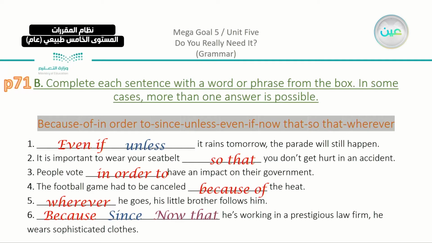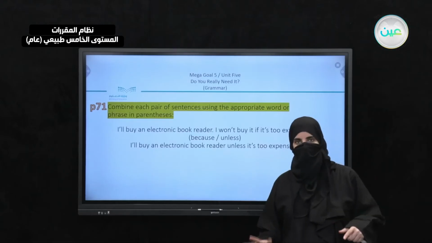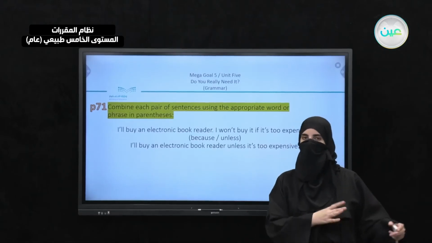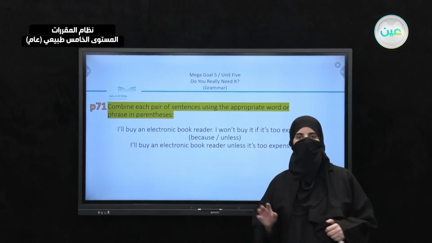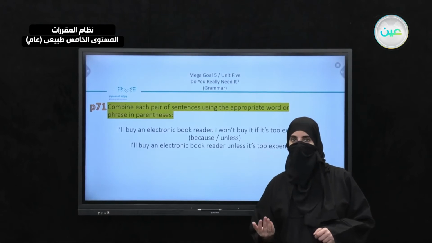Okay, after that, combine each pair of sentences using the appropriate word or phrase. I'll buy an electronic book reader. I won't buy if it is too expensive. Now, they put at the end of the sentence 2 conjunctions. Either there is a word or a phrase. Both of them are conjunctions. And here you are going to choose the most suitable one.